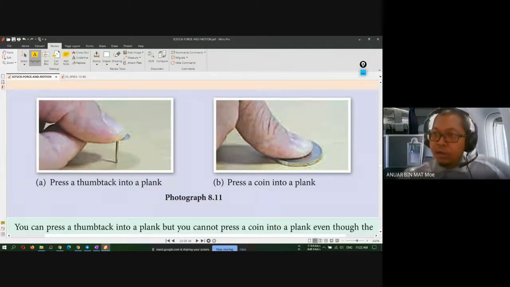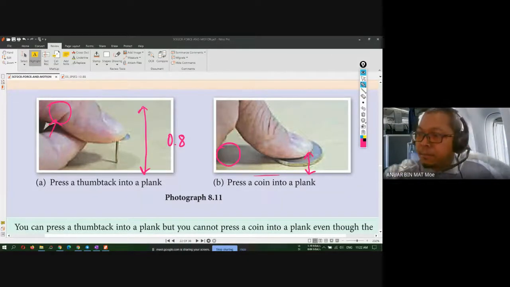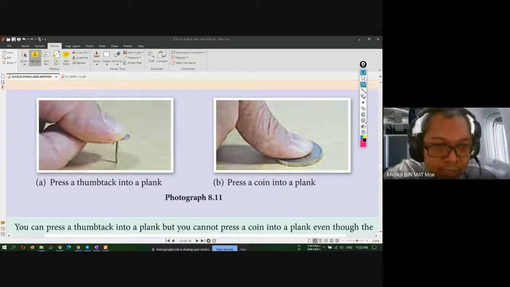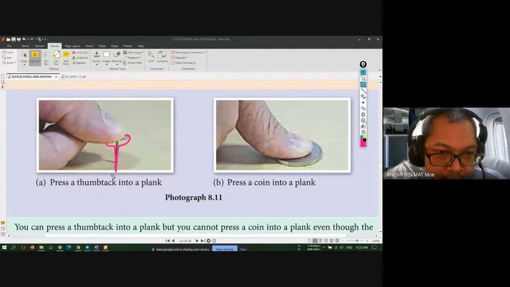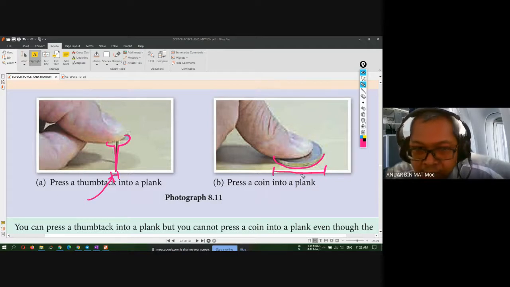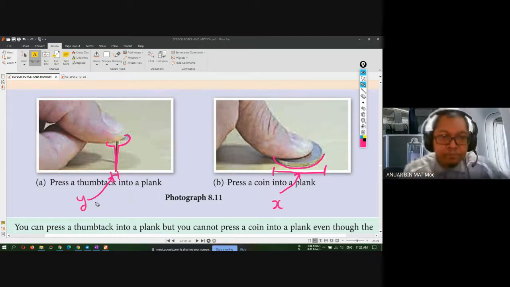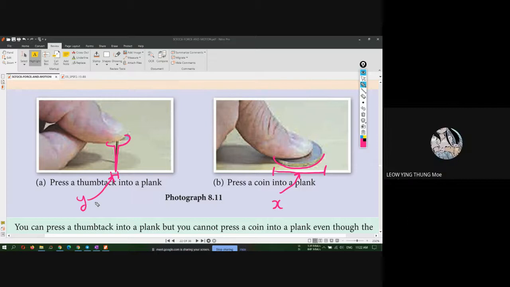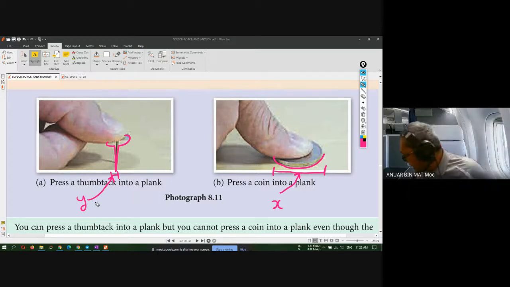If I can draw the picture over here, I try to draw it. This is the thumbtack here. This is the surface area over here. And then this is a coin. So this is the surface area of the coin. Which has the larger surface area? Coin, X or Y? Coin. Coin has the largest surface area, right?